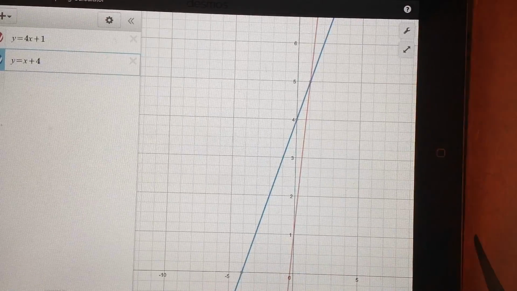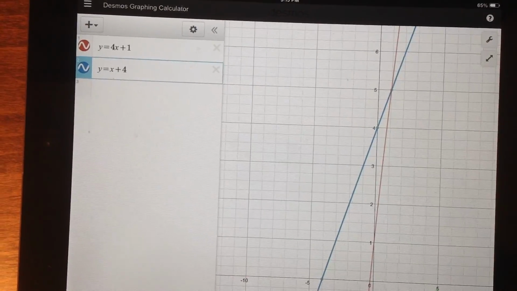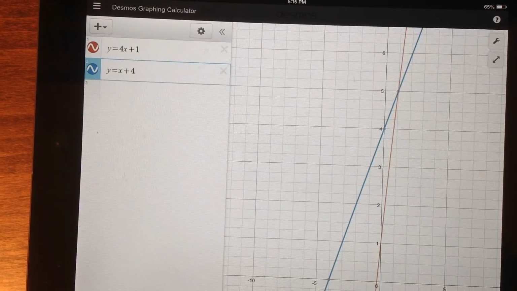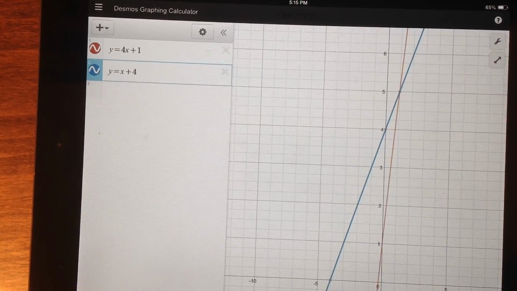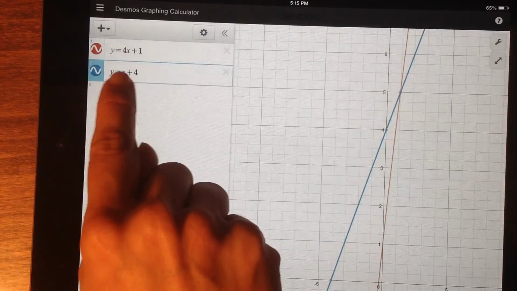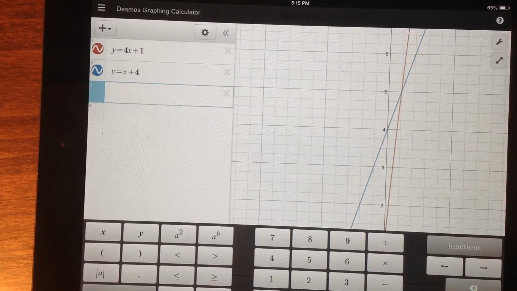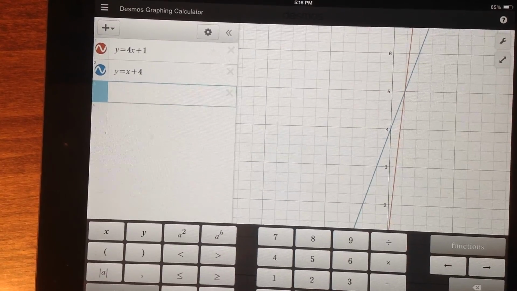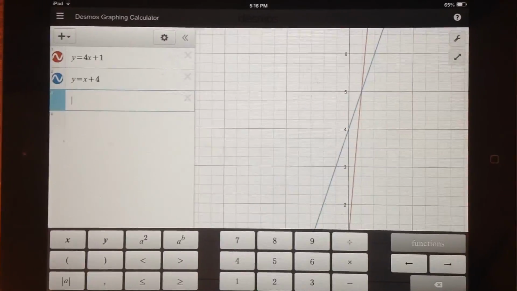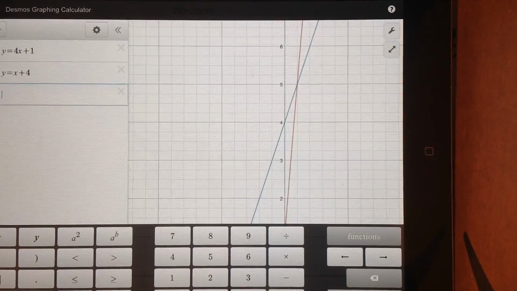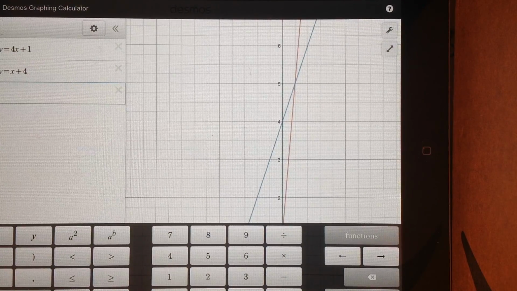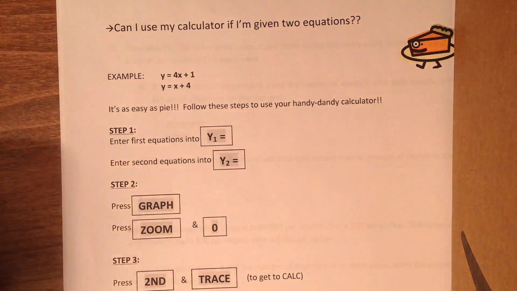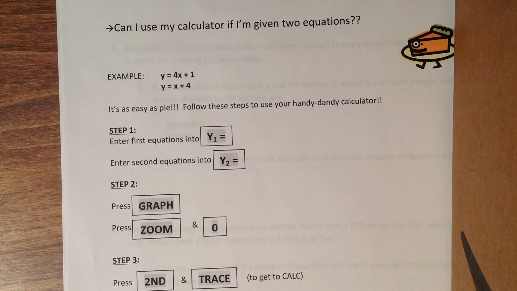When I plug into the first equation, when I substitute a 1 for x, I get 4 times 1 plus 1, which is 5. And in the second equation, when I plug in 1, I get 1 plus 4, which is 5. So once again, the solution to the system of equations is when the input and the output are the same, when the x and the y values of the equation are equal.